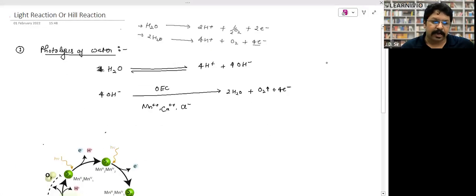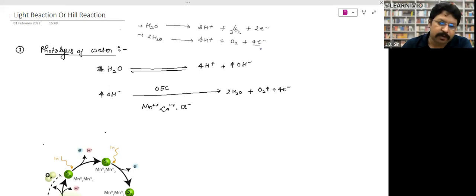Now come to the light reaction. Light reaction is also known as the Hill reaction, right? A water molecule breaks down into two hydrogen ions, half oxygen and two electrons. Basically half an oxygen molecule does not exist; it exists on pen and paper, but practically it does not exist. So two water molecules will break down, four hydrogen ions will be produced, an oxygen molecule will be produced, and four electrons will be produced.